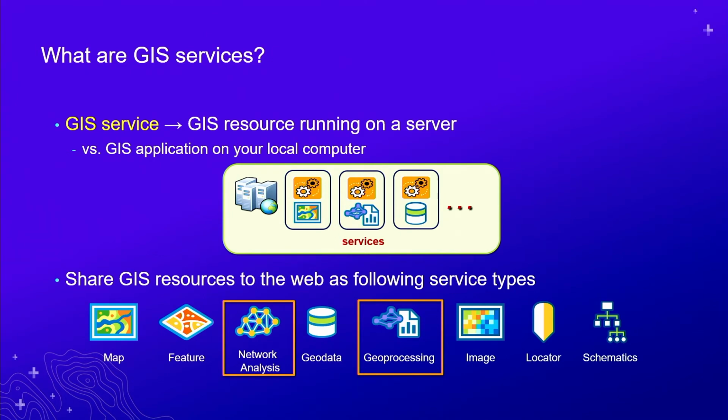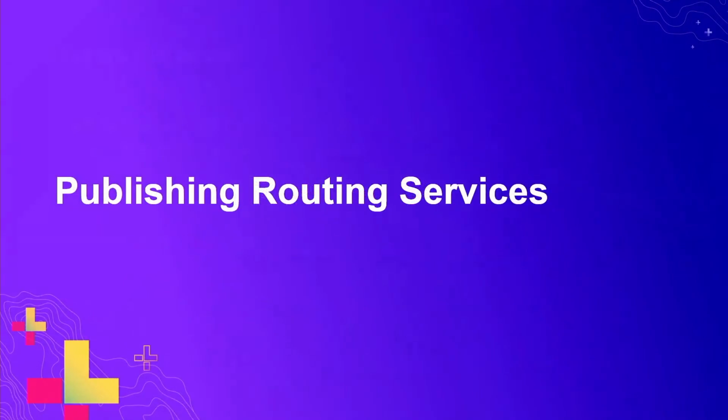To achieve GIS services, you essentially share GIS resources to the web using one of the different service types that ArcGIS Enterprise allows you to publish. For routing, we will focus on 2 different service types: network analysis and geoprocessing. So now let's see how you go about publishing routing services using those 2 service types.